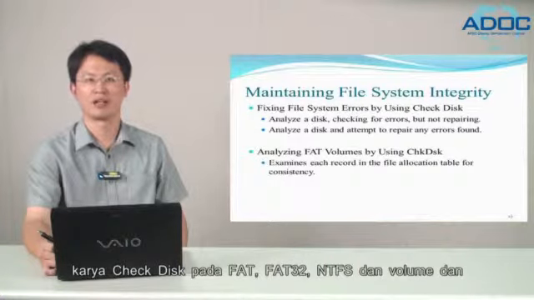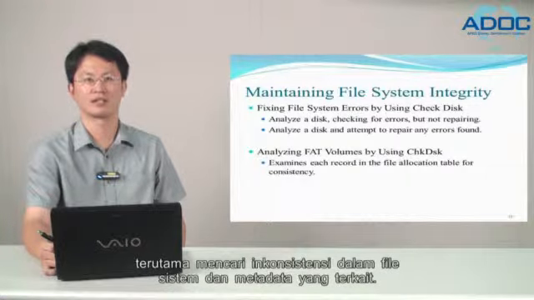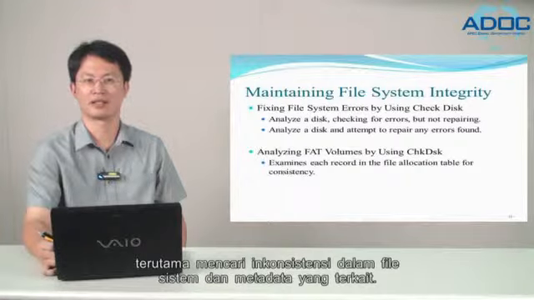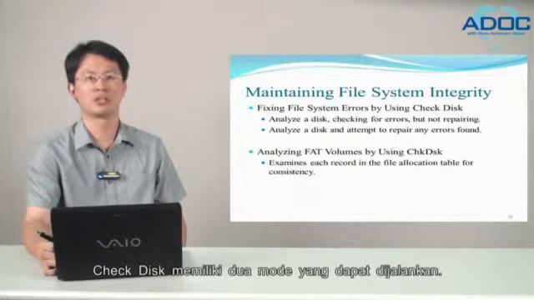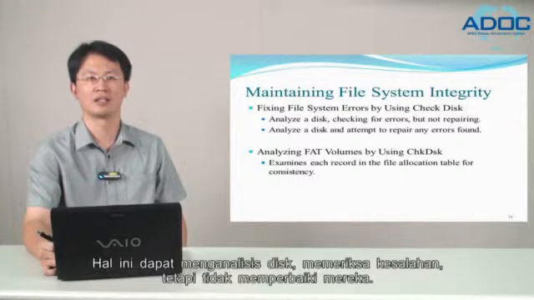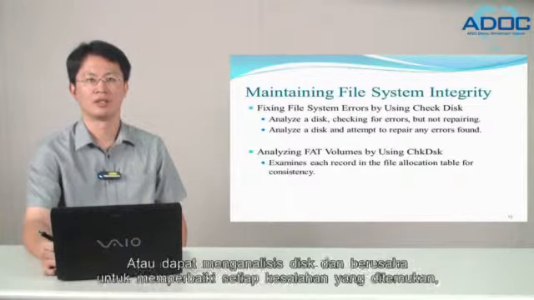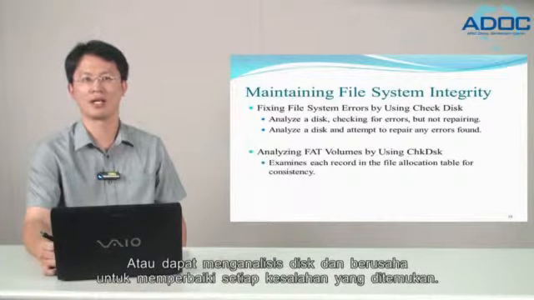Check Disk works on FAT, FAT32, and NTFS variants, and primarily looks for inconsistencies in the file systems and their related metadata. Check Disk has two modes in which it can be run. It can analyze a disk, checking for errors but not repairing them, or it can analyze a disk and attempt to repair any errors found.